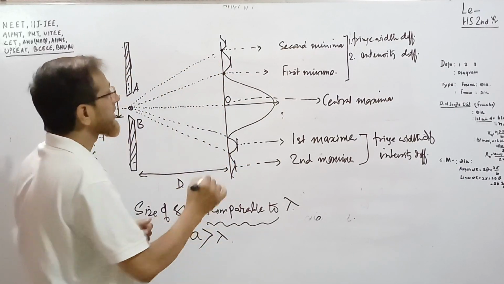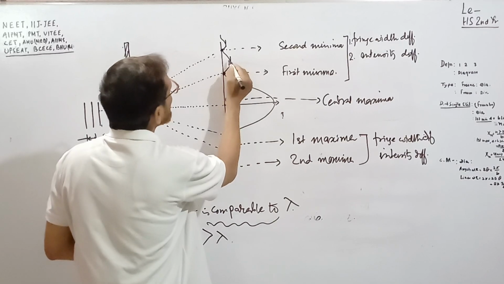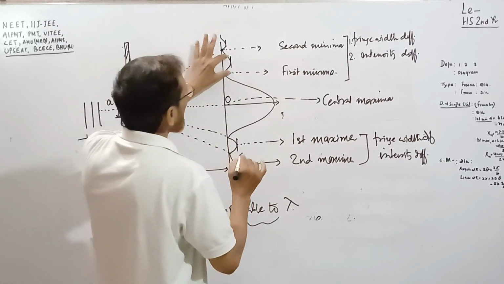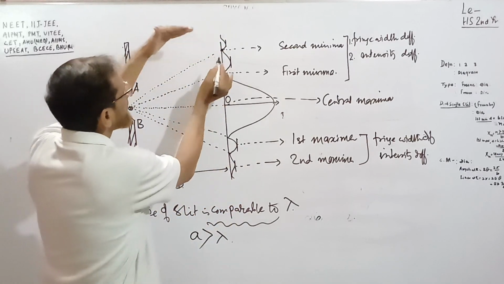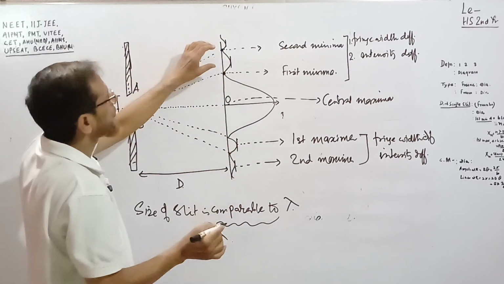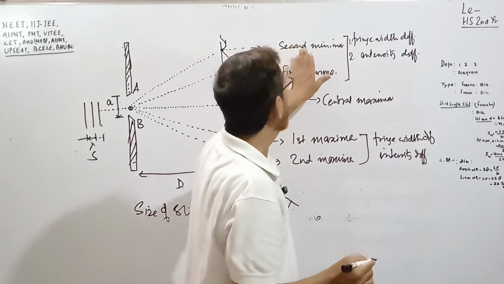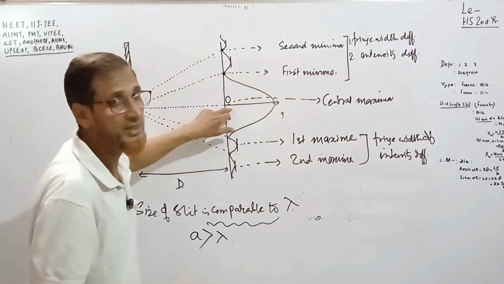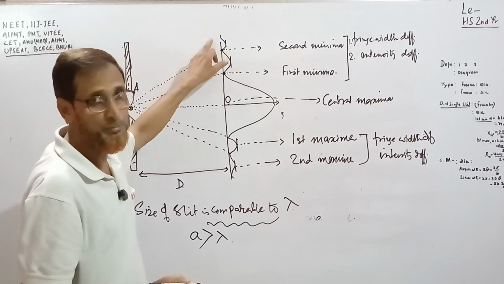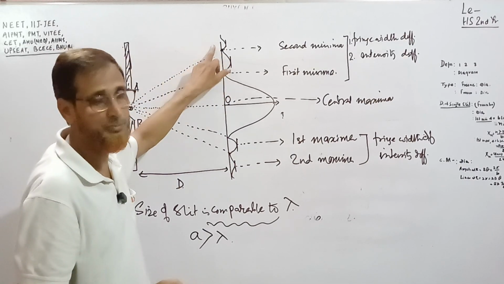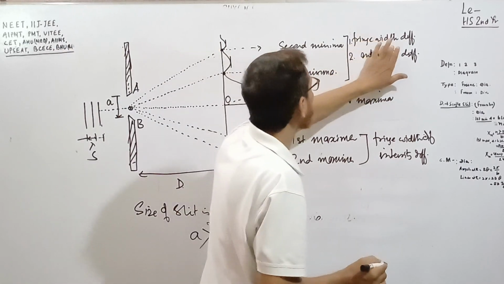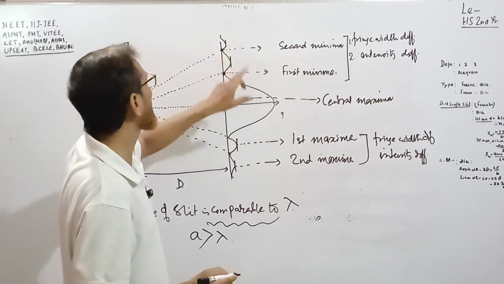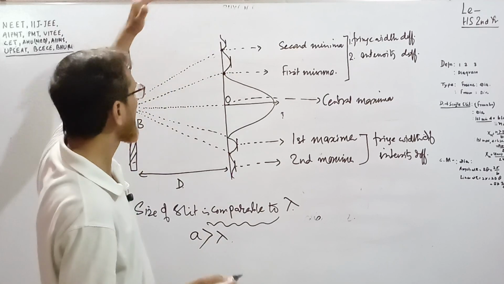One interesting thing is that the intensity of the first minima and second minima is different. Also, if you consider the fringe width, the fringe width is different. That is, from the center to one dark point and another dark point, the first minima and second minima, the fringe width is different and the intensity is also different.